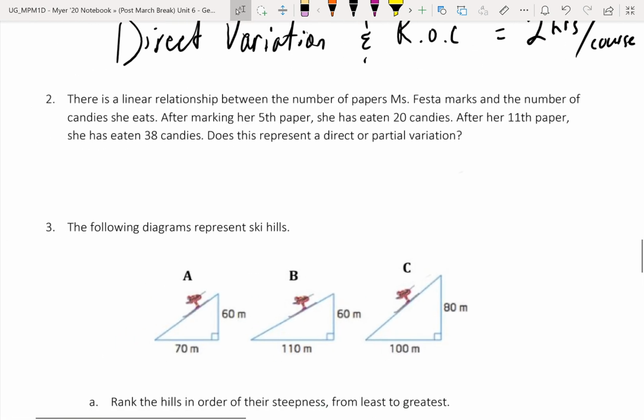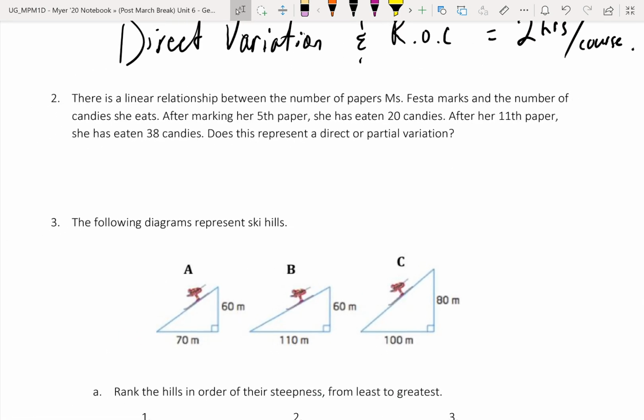Okay, so we have a linear relationship between the number of papers Ms. Festa marks and the number of candies she eats. After marking her 5th paper, she has eaten 20 candies. All right, so let's make a table of values. This is going to be the easiest way to do it.